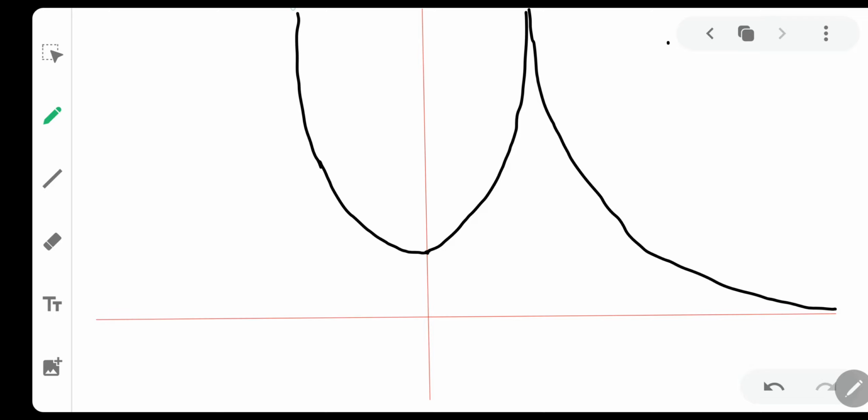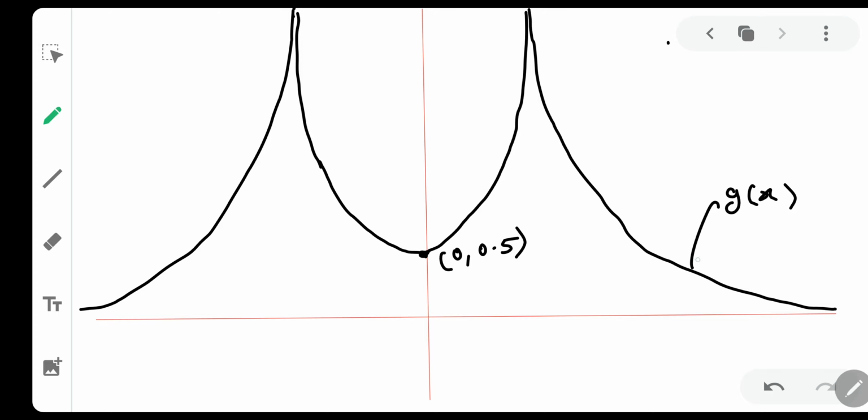Now over here I'm going to show you a very thin line. They are not meeting, right? Because at infinity they will meet, and at infinity nobody can reach. So this particular point is (0, 0.5), and this particular part which I have shown is my g(x).